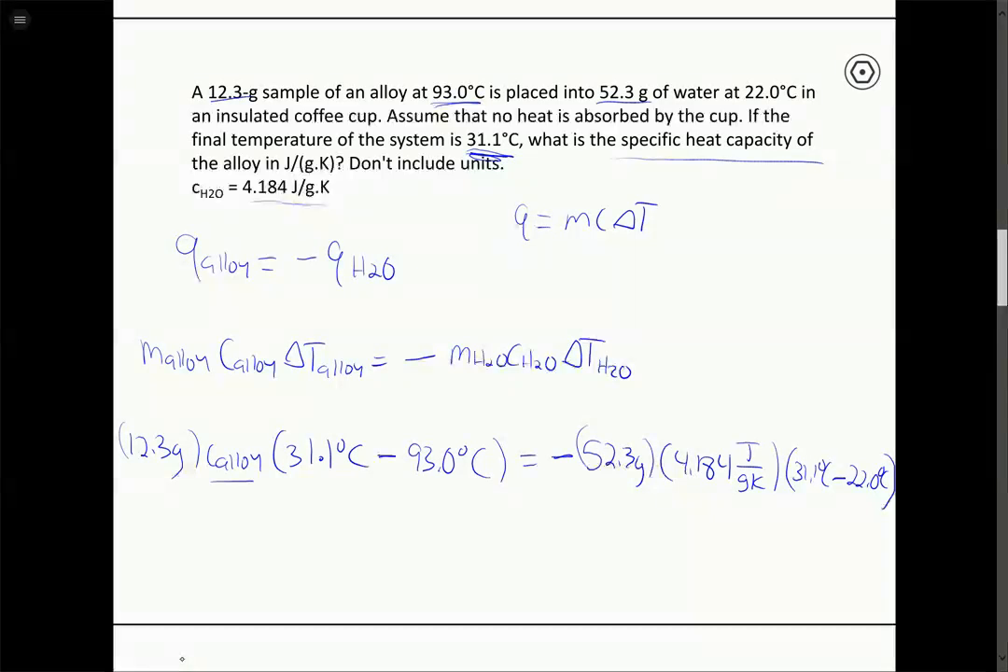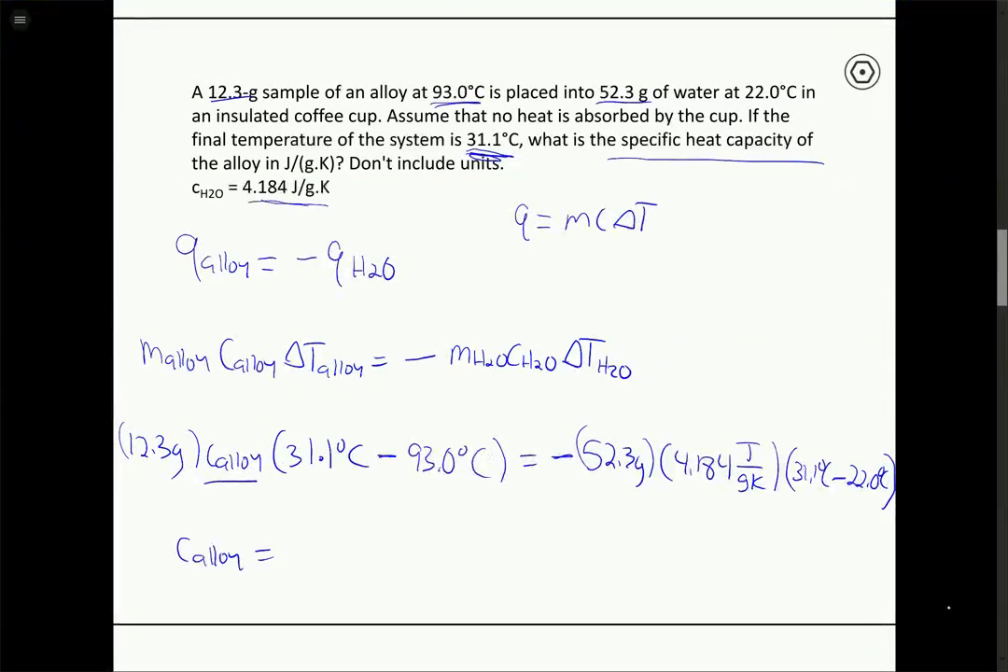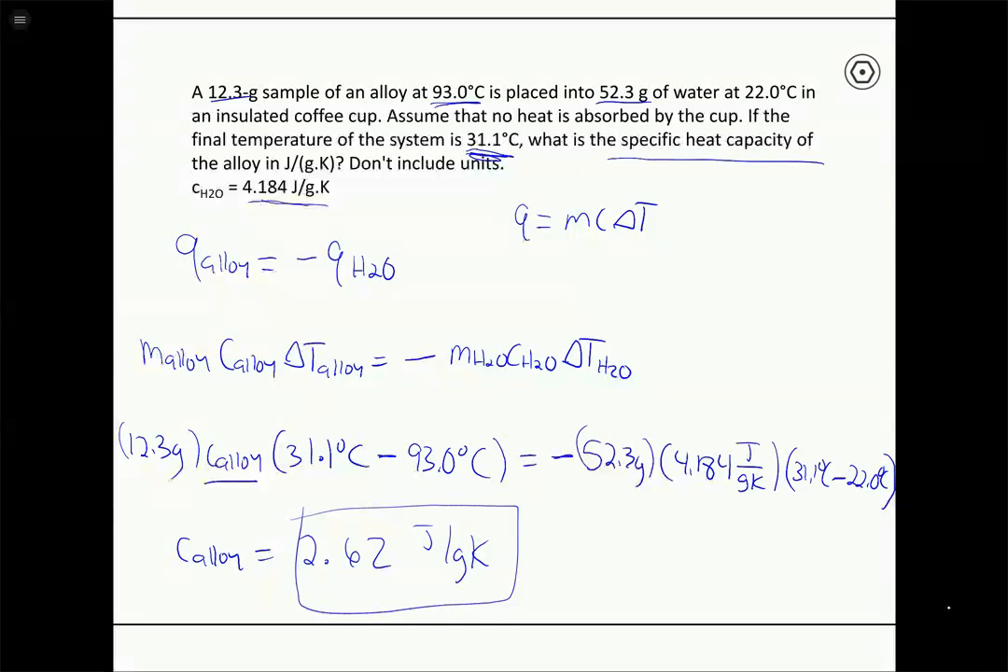So now we just have to do some algebra to solve for this unknown, the specific heat capacity of the alloy. Sorry, I didn't work this out ahead of time. Alright, sorry, I need a minute to calculate that. Okay, so the heat capacity we get for the alloy is 2.62 joules per gram Kelvin. So we just have to set the two heat terms equal to each other, put a negative sign in front of one of them, and solve for whatever our unknown is, which in this case is the heat capacity.